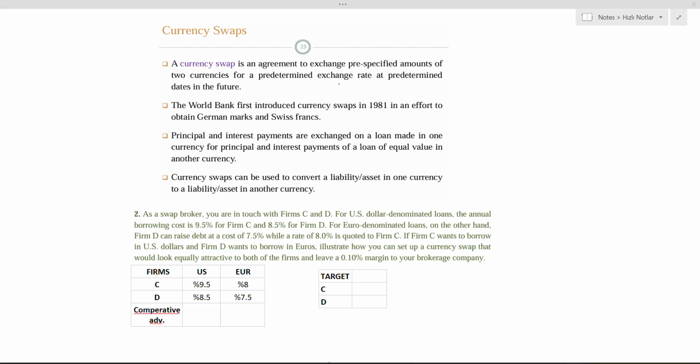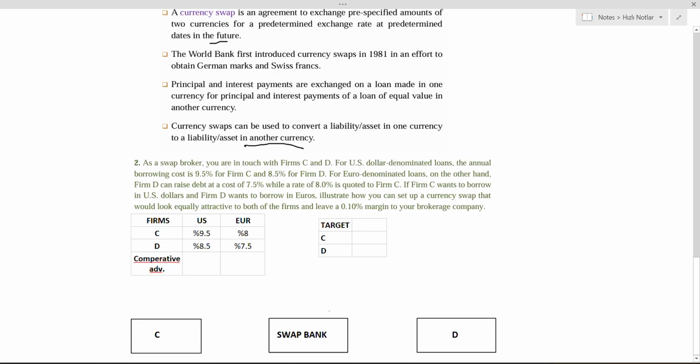Today we will talk about the currency swap and learn how we can transform liabilities under currency swaps. Currency swaps can be used to convert a liability or an asset in one currency to a liability or an asset in another currency. Again, it is an agreement to exchange specified amounts of two currencies at a predetermined exchange rate at predetermined dates in the future. So let's solve a question, then we can understand how we can design a currency swap.